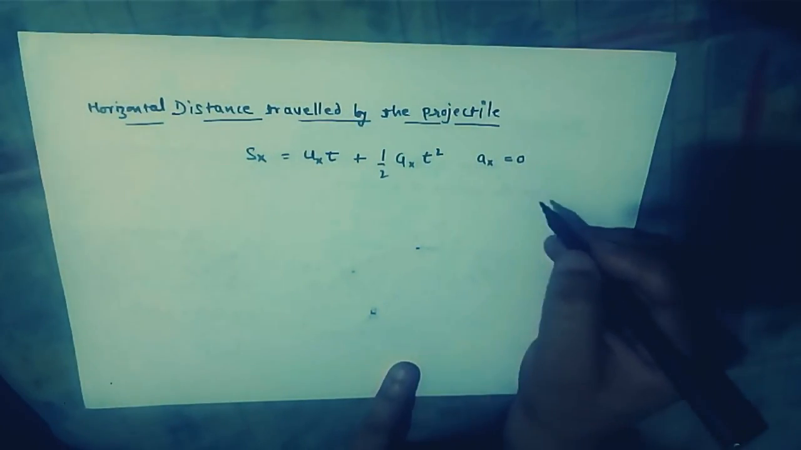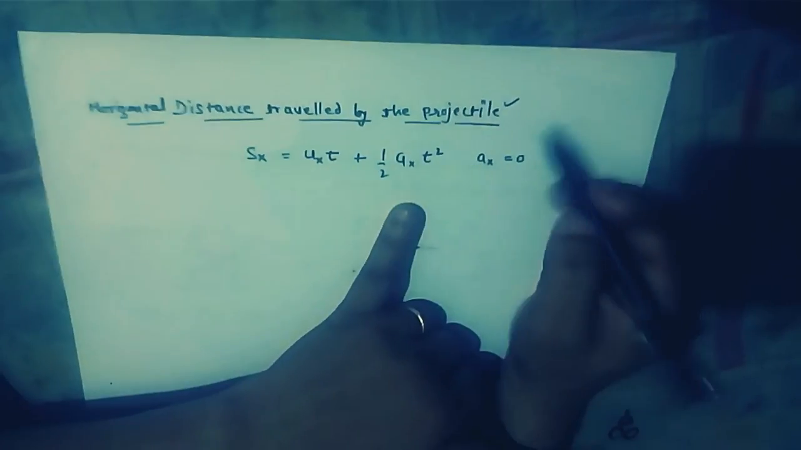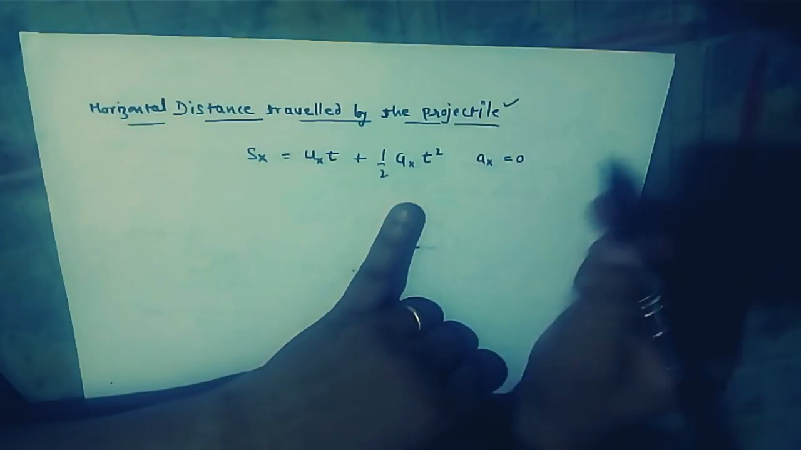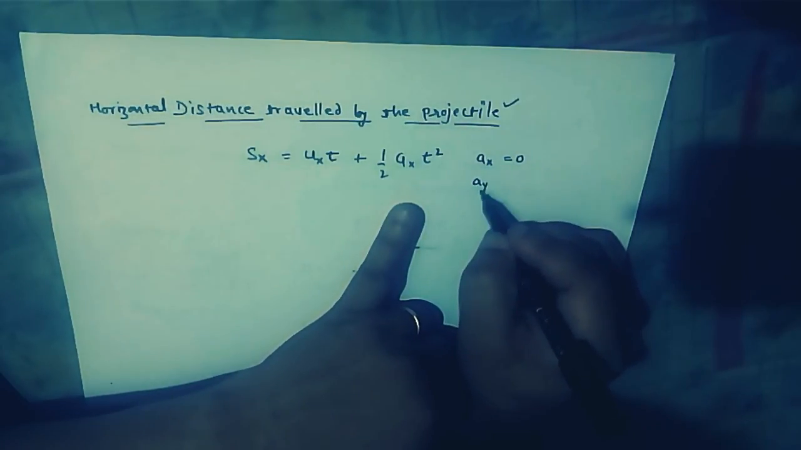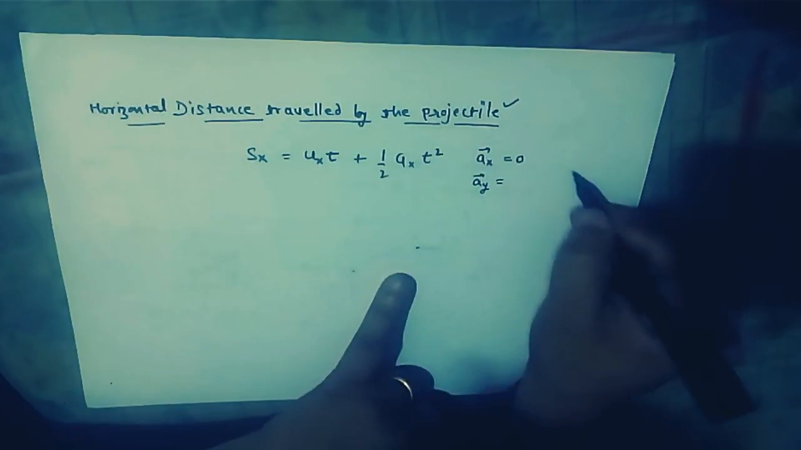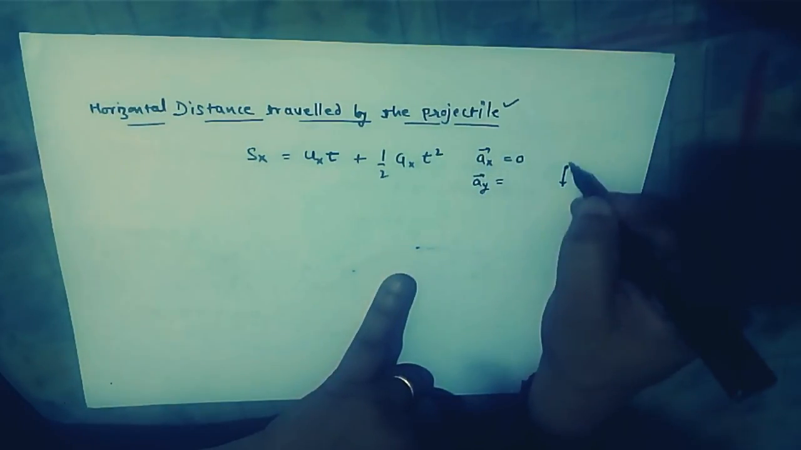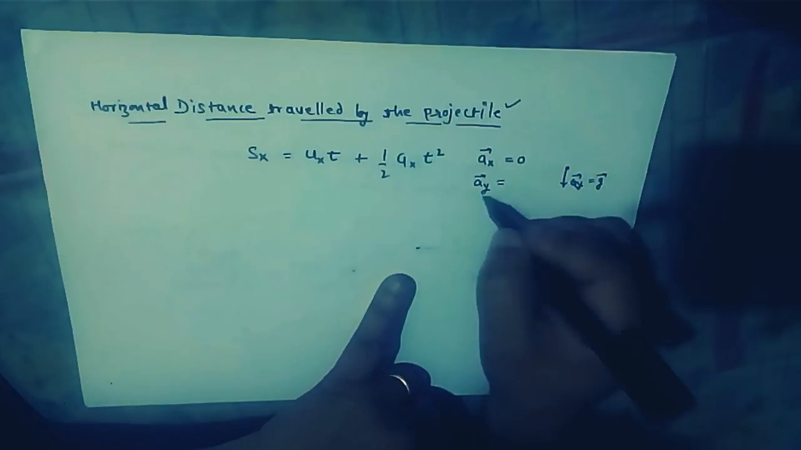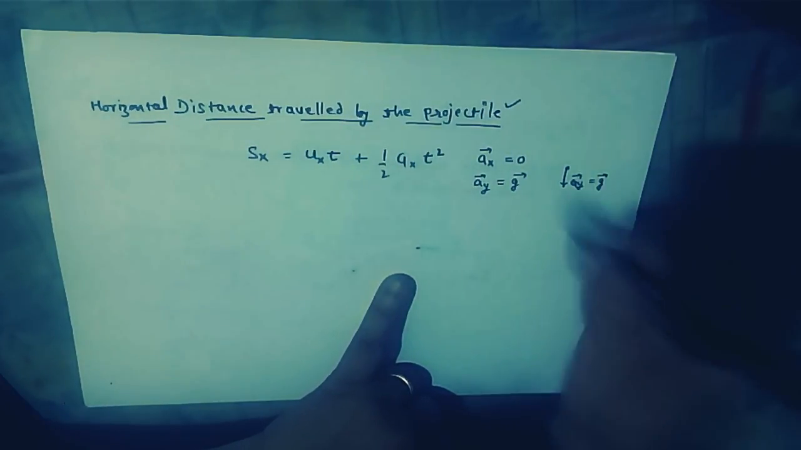We already know that the projectile is a body which moves only under the influence of gravity. What does it mean? It means it has an acceleration along the y-axis, because earth attracts the body downward. That acceleration is g. So the acceleration on the y-axis is g, but there is no acceleration along the x-axis.